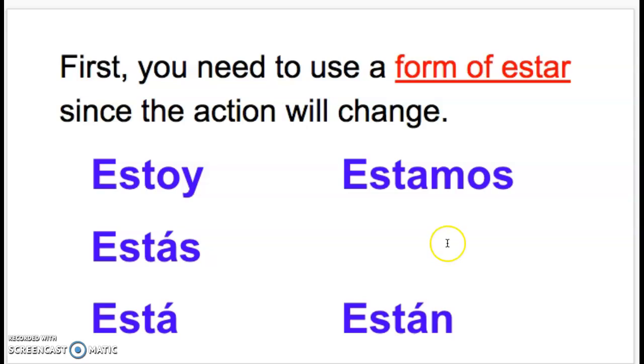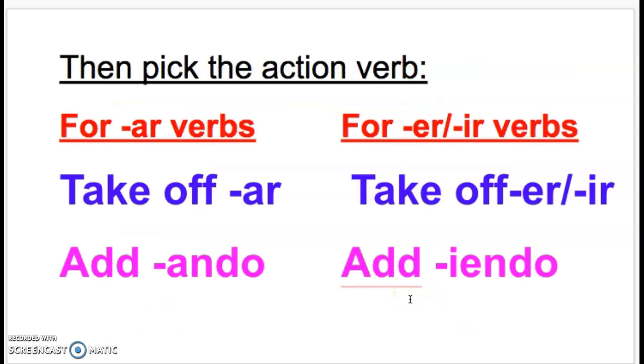First, you have to use a form of estar because this action will change. So I just pick who's doing the action. Is it me? Is it you? Is it he or she? Is it we? Is it they? So I have to use estar first. Then I choose the action verb. What is it I'm doing right now?